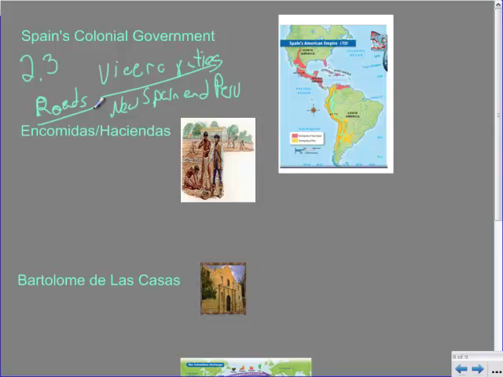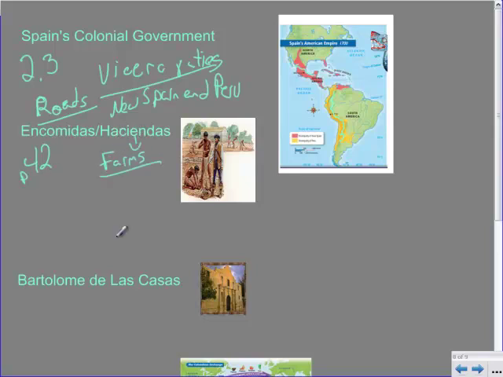And if you want to sell a lot of things, you have to have big farms, and in order to have big farms, you have to have a lot of labor. And so the Spanish government starts setting up these encomiendas. Encomiendas and haciendas can be found on page 42.